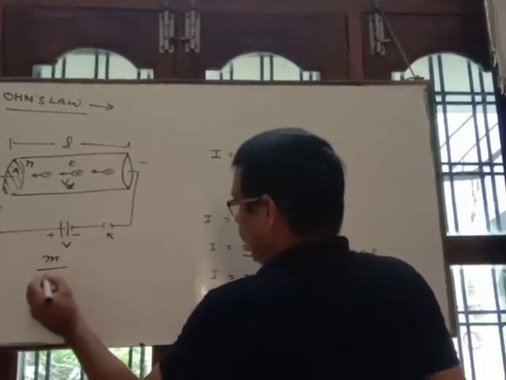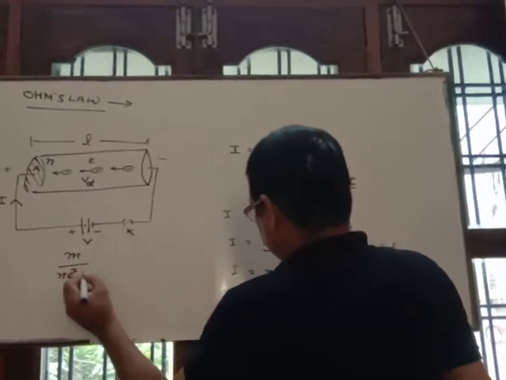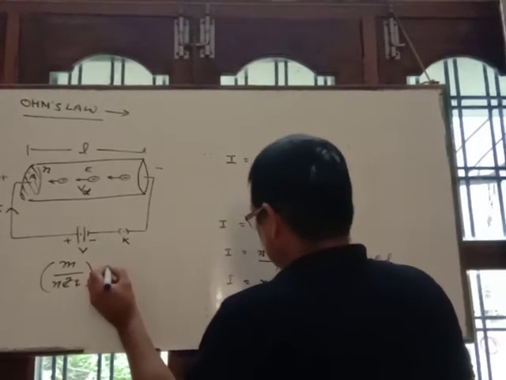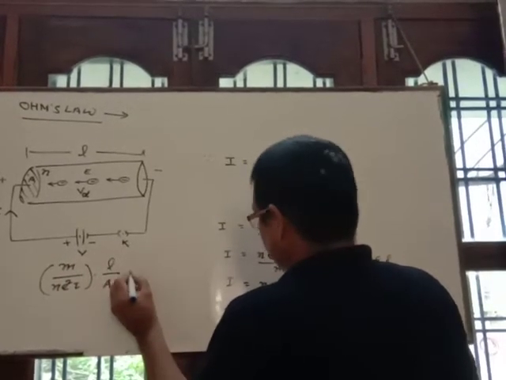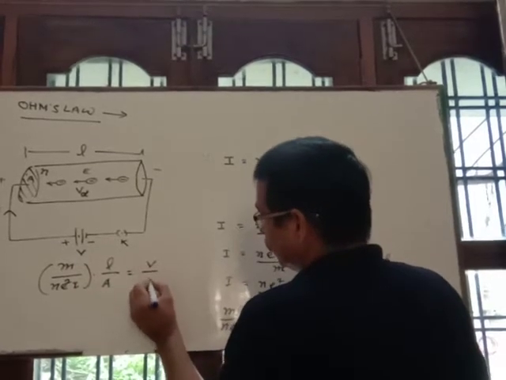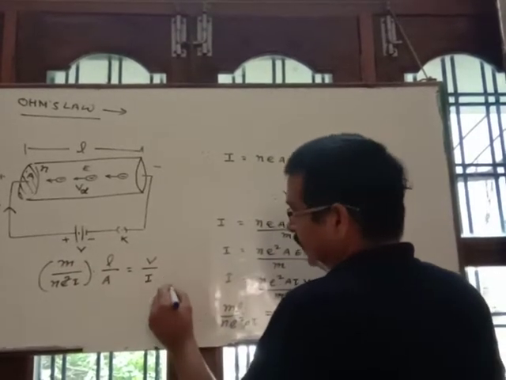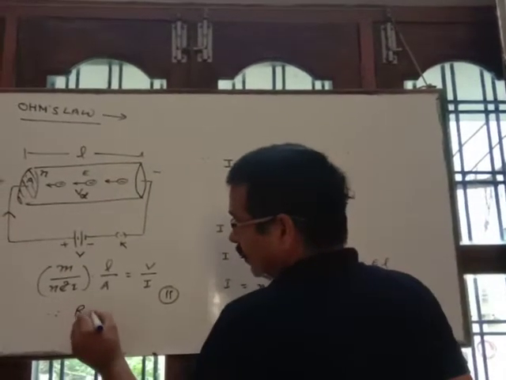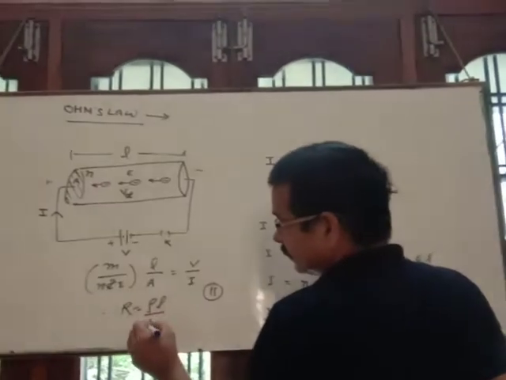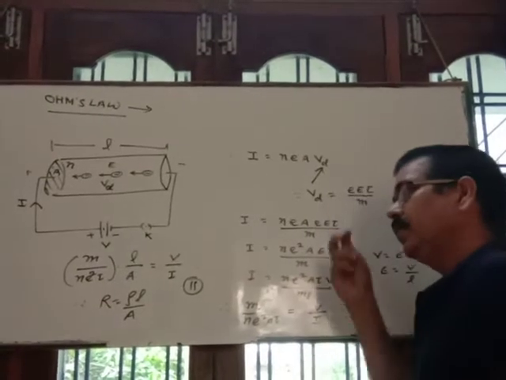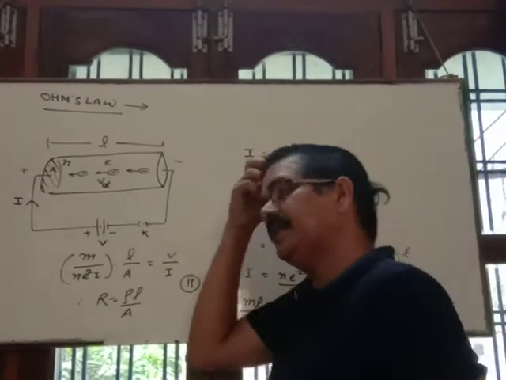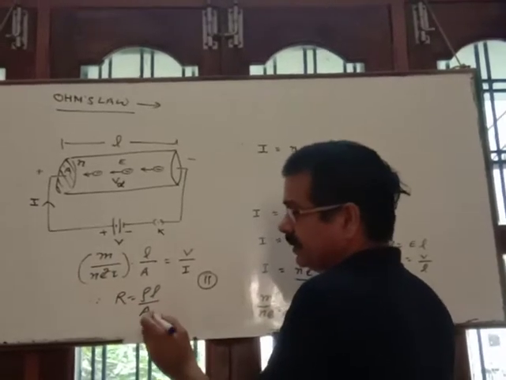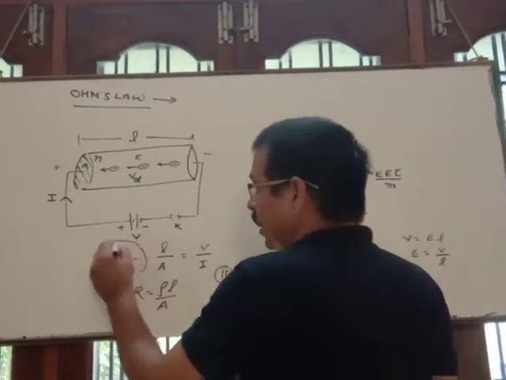m upon n square tau into L by A is equal to V upon I. It is the second equation. And as you know, R is equal to rho L by A, and rho is the specific resistance of the conductor. If we compare this with the resistance of the conductor, then instead of R, this quantity is written.